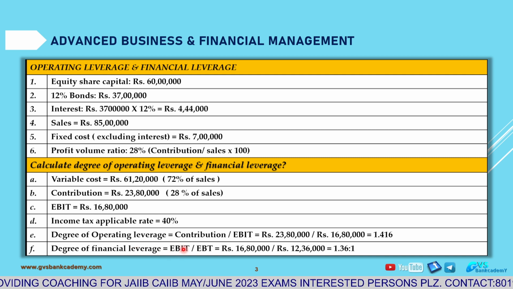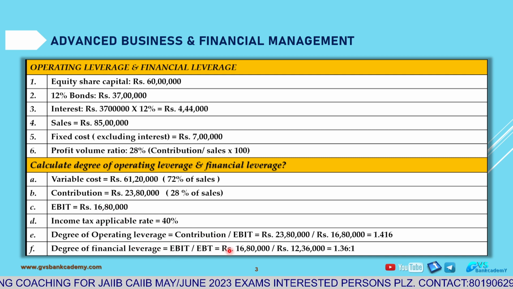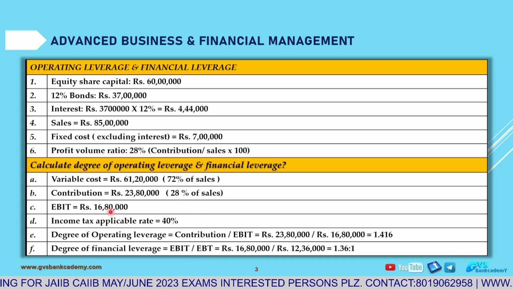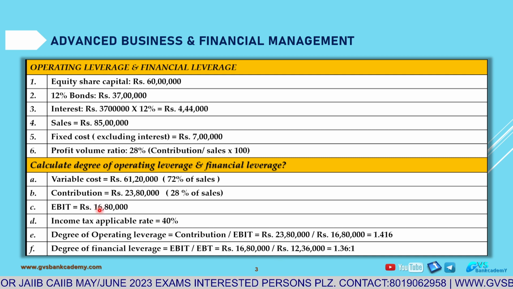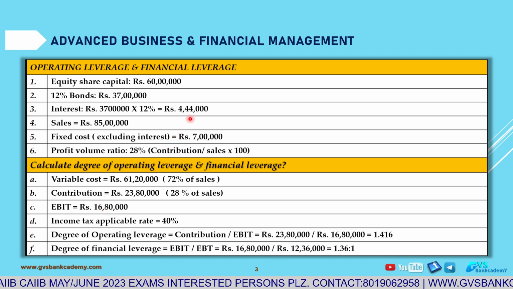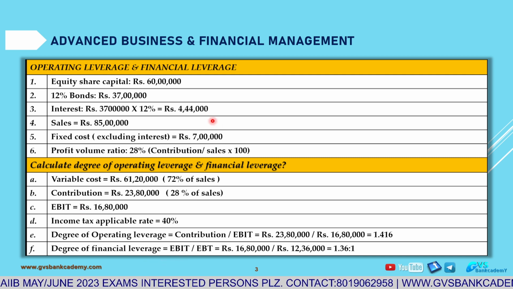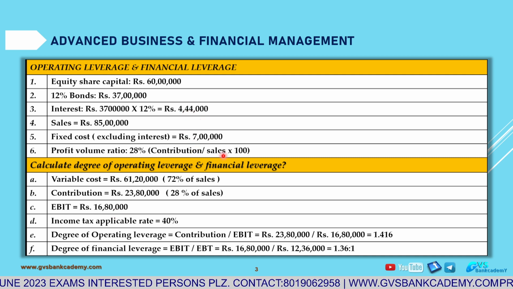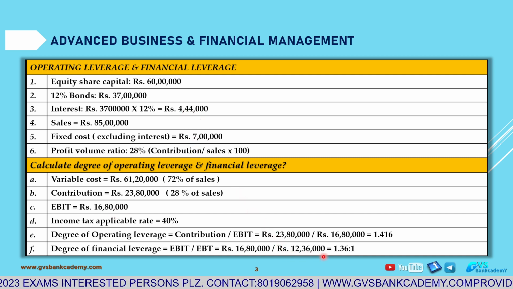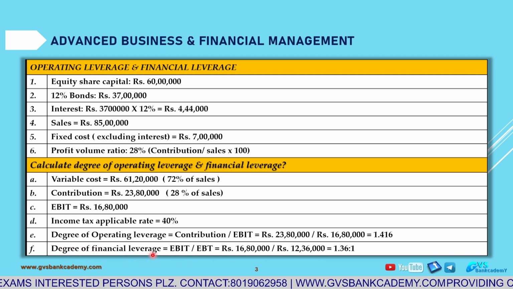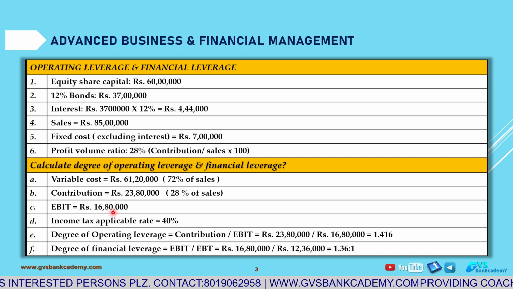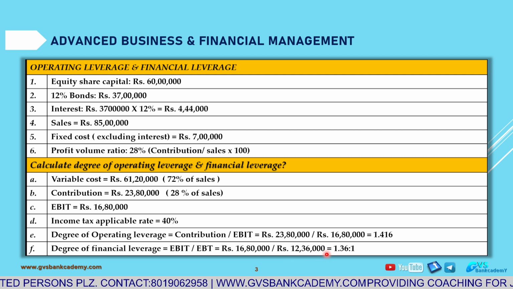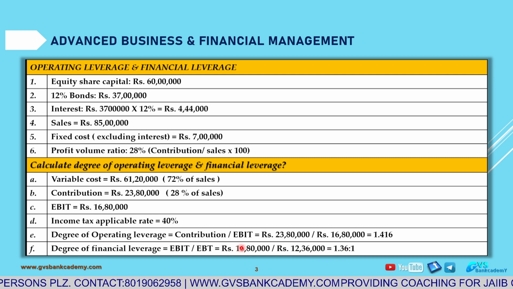Financial leverage is EBIT divided by EBT, which means you have to deduct interest. 16 lakh 80,000 divided by 16 lakh 80,000 minus 4 lakh 44,000. From EBIT you have to deduct interest of 4 lakhs 44,000, and you will get 12 lakhs 36,000. What is the degree of financial leverage? EBIT 16 lakh 80,000 divided by EBT, that is EBIT minus interest. This is 1.36, the degree of financial leverage.